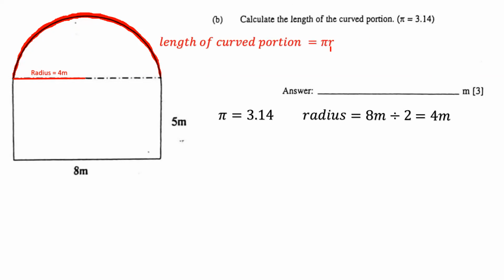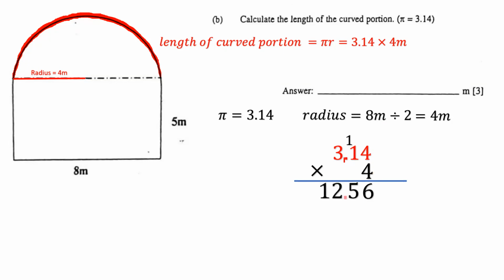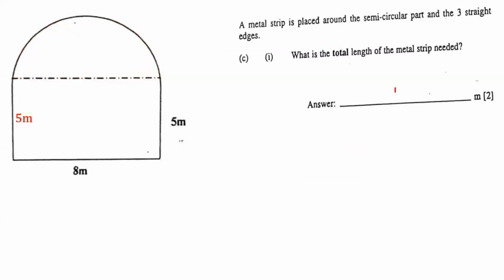So in order to figure out the length of the curved portion, it's going to be pi multiplied by r. Pi is 3.14. The radius is 4 meters. We multiply them together. And what do we get? 4 times 4 is 16. Put the 6 down, put the 1 up. 4 times 1 is 4, plus 1 is 5. 4 times 3 is 12. And so the answer is going to be 12.56. That's going to be the length of that curved portion, 12.56.